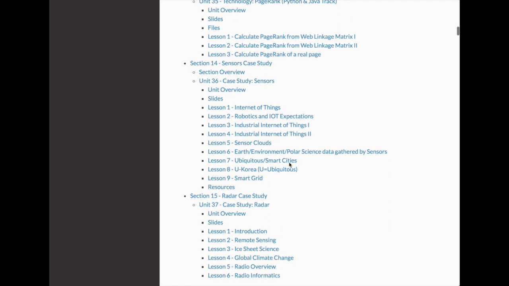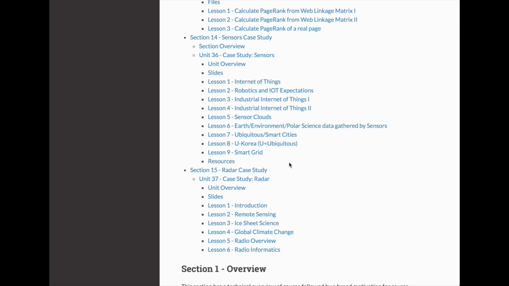The last two sections, section 14 and 15, are a little bit more relaxed and look a little bit into the future. We address things such as the Internet of Things based on industrial examples, robots, or even radio informatics in one of the last case studies. With this, I have given you a very brief overview about the course, what you're going to be expecting.